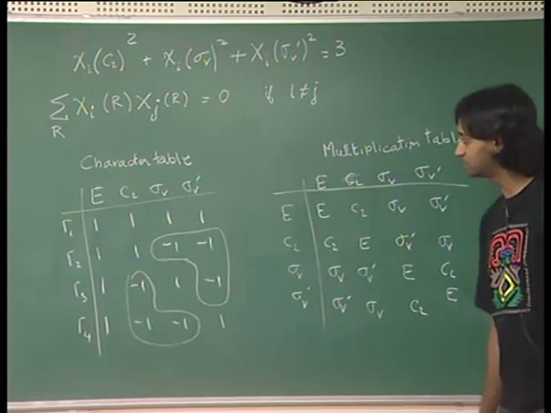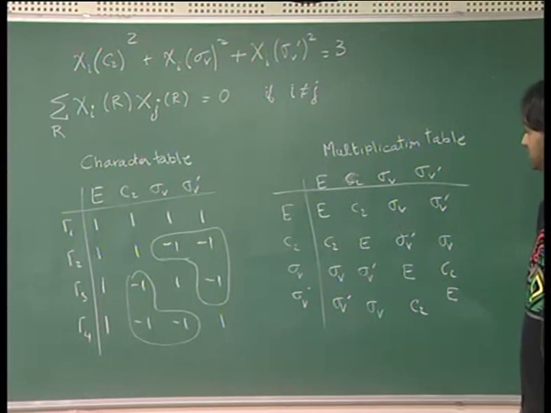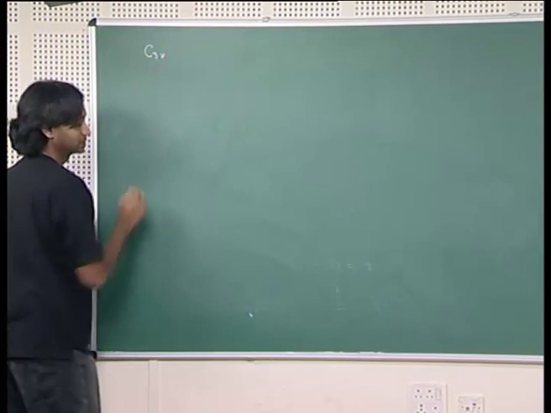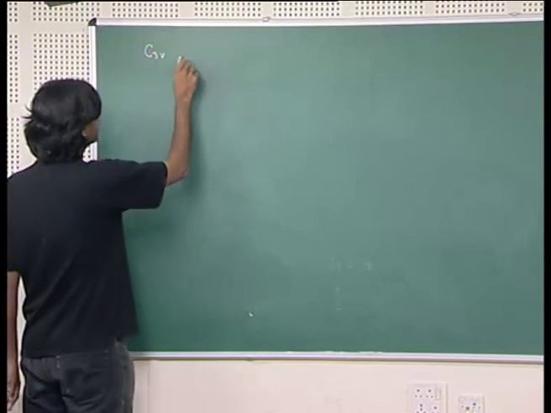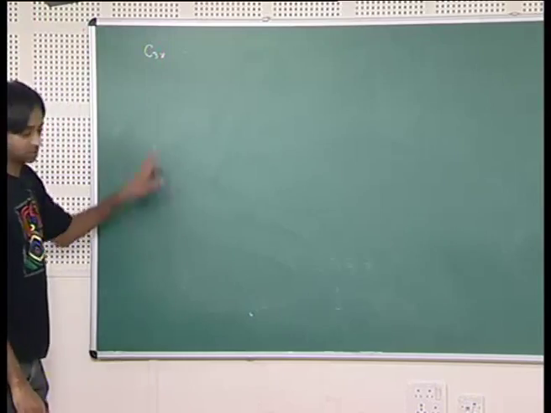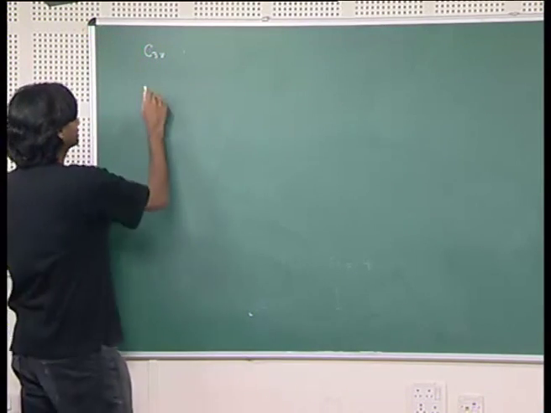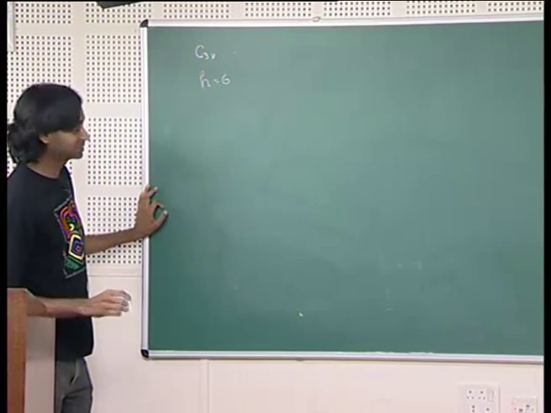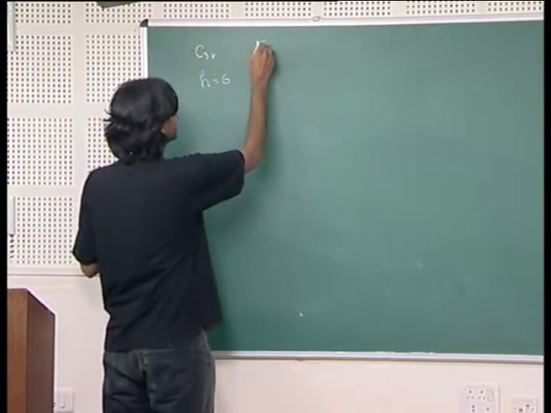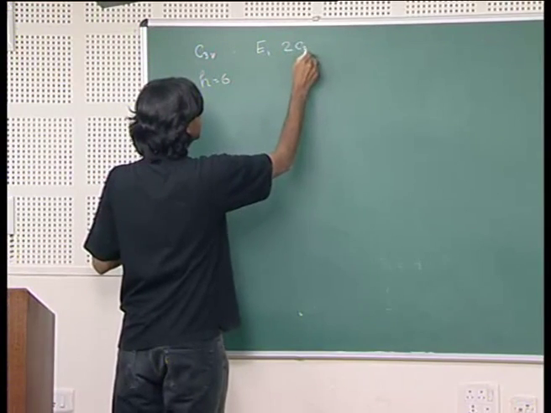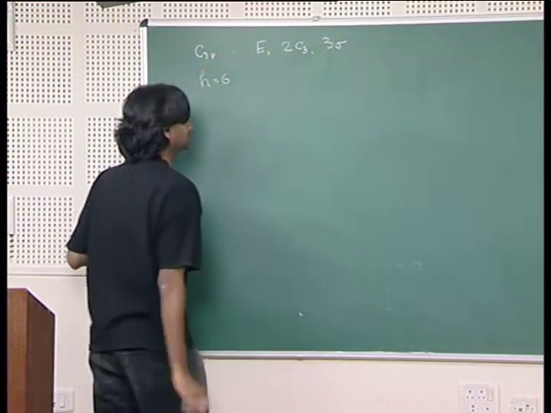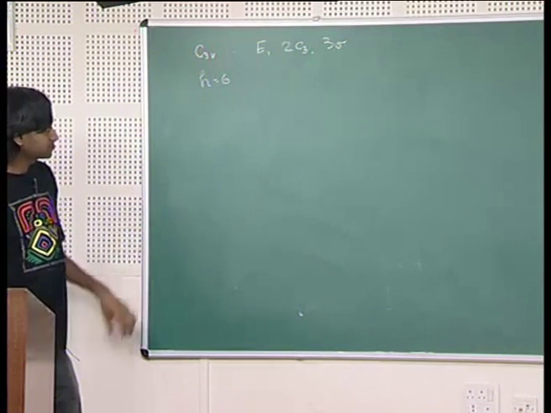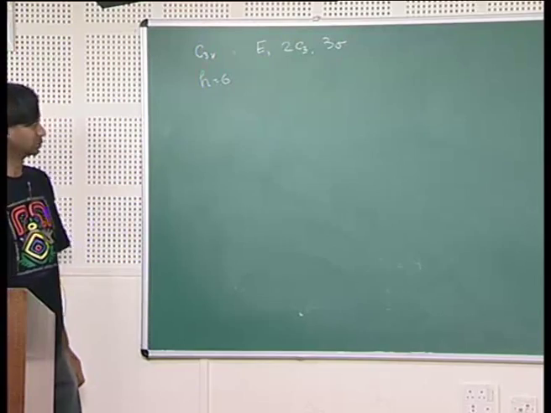Next we will look at an example where the character table and multiplication table look a little different. So, let us take the group C3v. The order of this group is 6. Okay. So, h equal to 6. It has 3 classes, it has E, 2 C3 and 3 sigma. So, it has 3 classes. And now we have to work out the character table of this group.